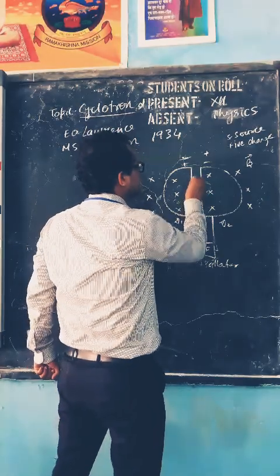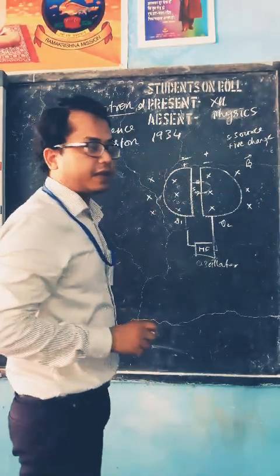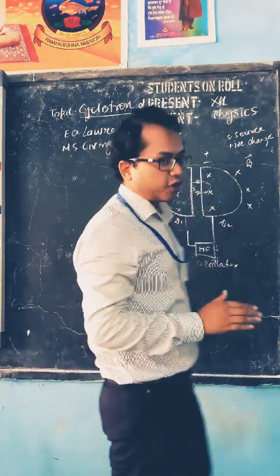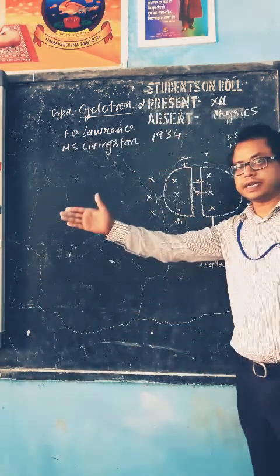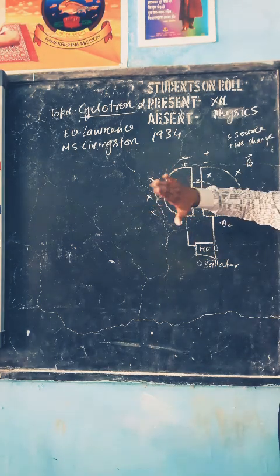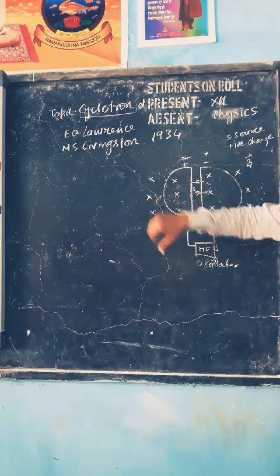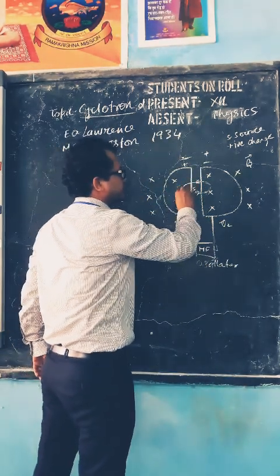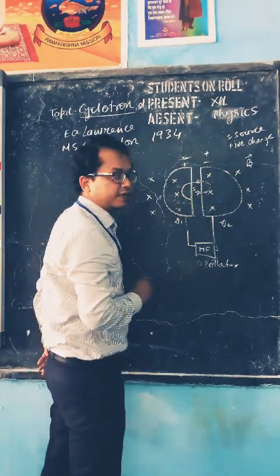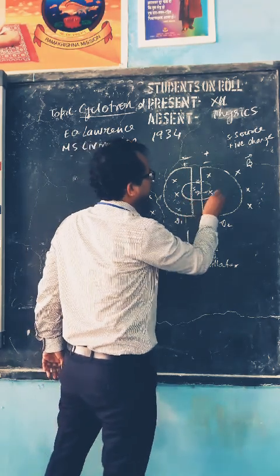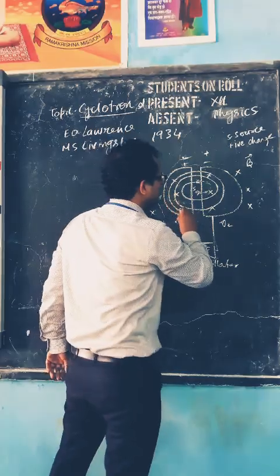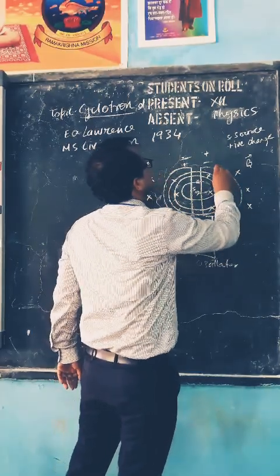Now once again it will enter inside this D, and inside the D the electric field will be 0. So the direction of velocity is towards this side and the magnetic field is going inside, so the direction of force will be downward. Now this charged particle will move in a circular, semicircular path. In this way the charged particle will keep on moving inside these two D's in a spiral way.